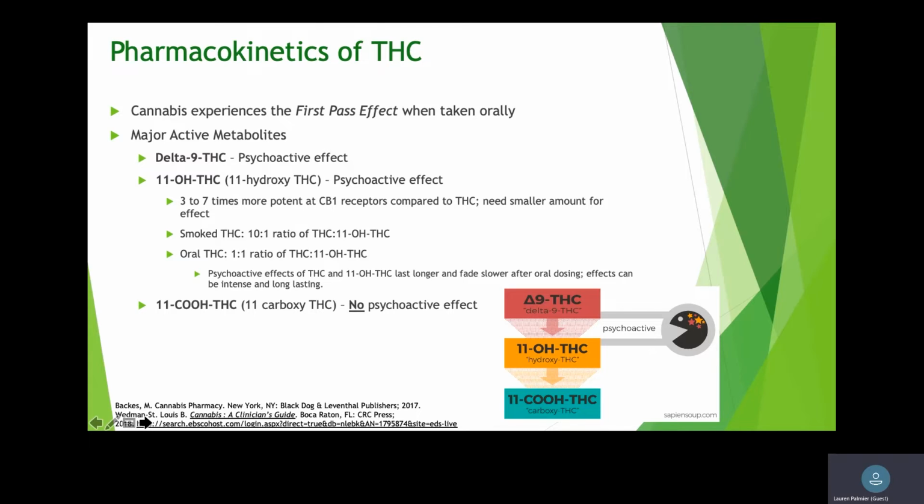There's also 11-carboxy THC, which is another major active metabolite of cannabis, but it has no psychoactive effect. So when we're looking at the delta 9, the hydroxy, and the carboxy, really that 11-hydroxy THC is what we're most concerned about, because that is where we're going to see the most psychoactive effects after a patient consumes cannabis.